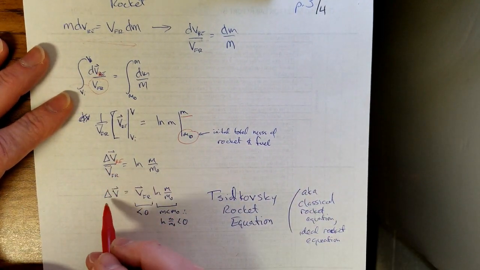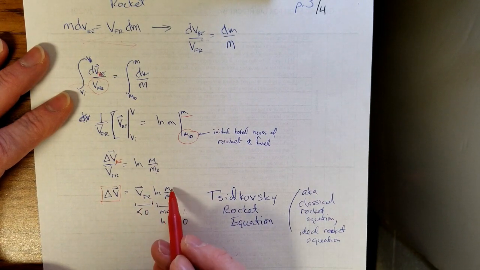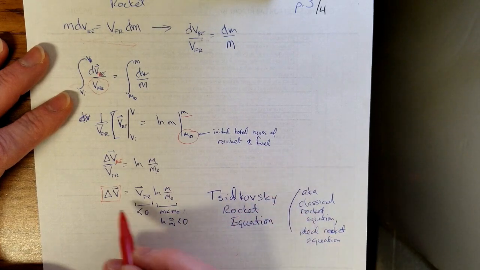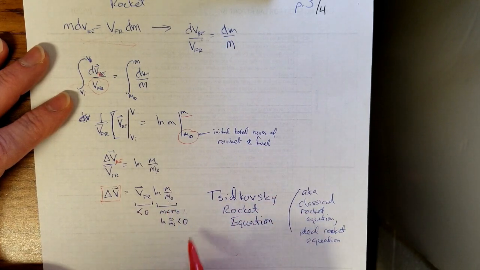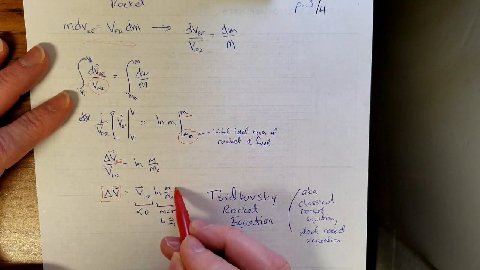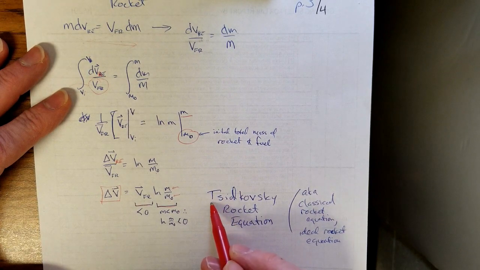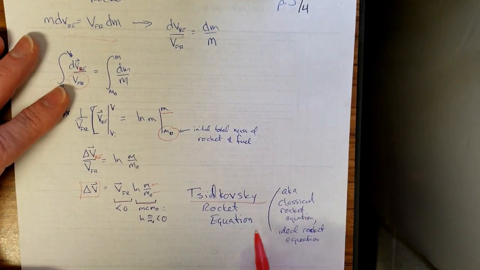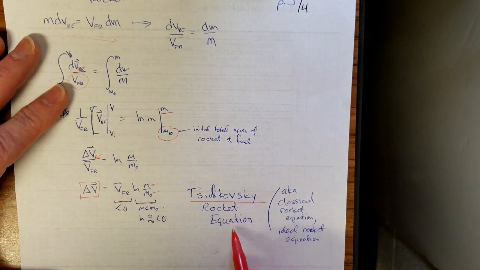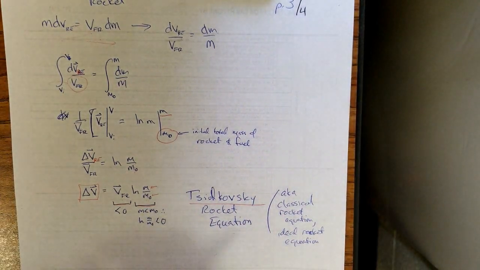Solving for delta V, we can find the change in velocity to be the velocity of the fuel with respect to the rocket times the natural log of the mass at some moment in time later, divided by the initial mass. Recognize that's a negative number, because this numerator is less than the denominator. This is known as the, I'm not going to begin to try to pronounce that, but it's his rocket equation, and it is the classic ideal rocket equation.